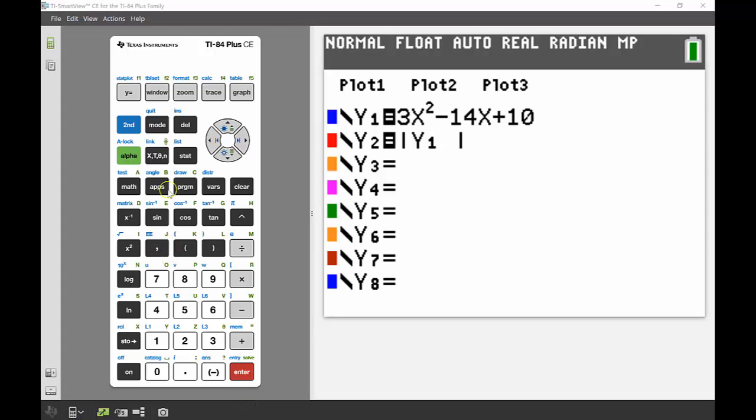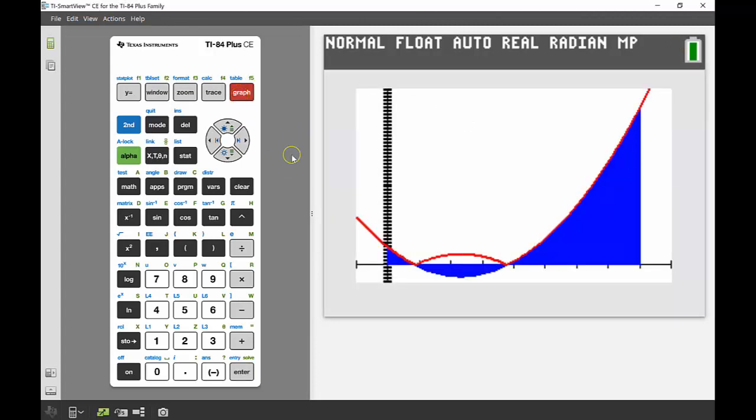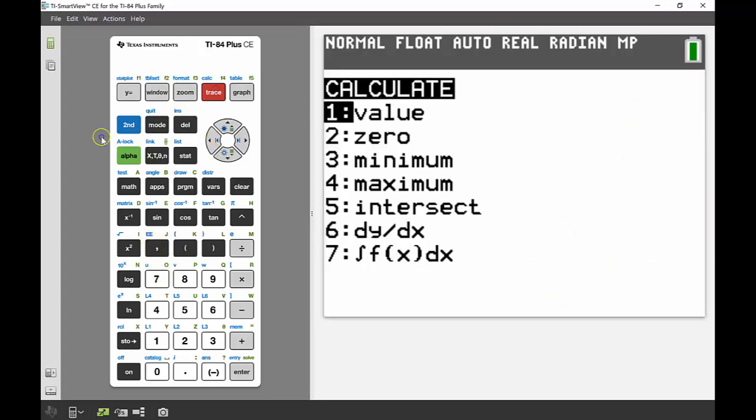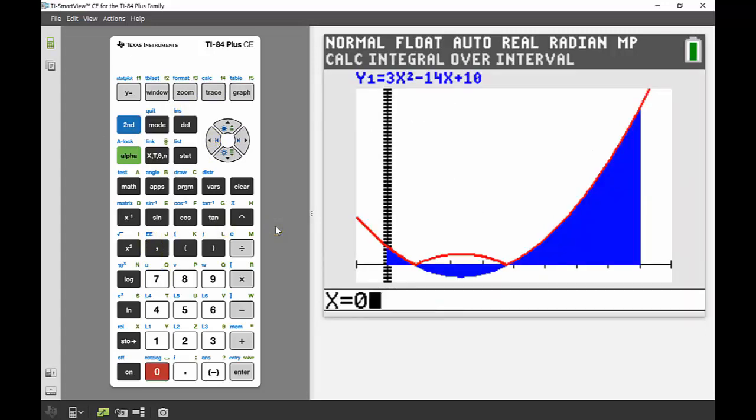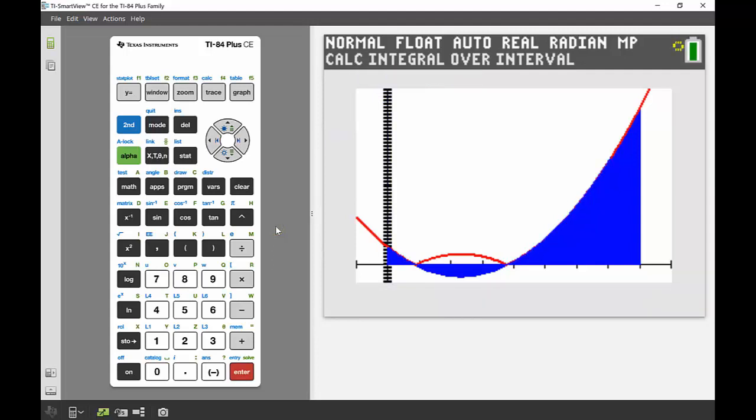If you're not familiar with absolute value, it just changes any negative y value in your function into a positive y value. So now when I graph that, we can see that that part is now positive, and I can just find that integral again. Second, trace again to bring up my calc menu. Number 7, my lower limit's still 0, my upper limit's still 8.